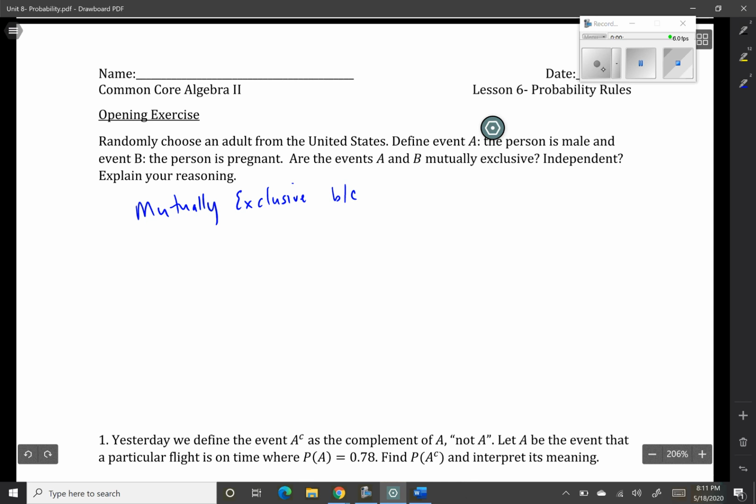Because a male cannot be pregnant. There's your answer. And there's another way of showing mutually exclusive. Now, if two events are mutually exclusive, does that mean whether or not they are independent? That's a question more for AP Stats, so we're not going to develop that idea here today. Just understanding that we're talking about mutually exclusive events here is important.